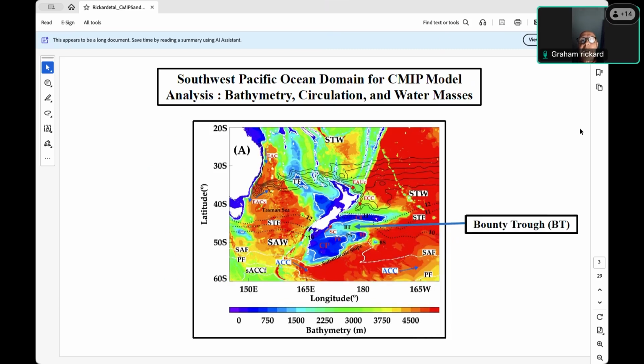And I will be talking about the specific area Bounty Trough, which is an area of deeper water close to the New Zealand area, but actually surrounded by some higher bathymetry. And that has specific circulation features, which I'll show now.